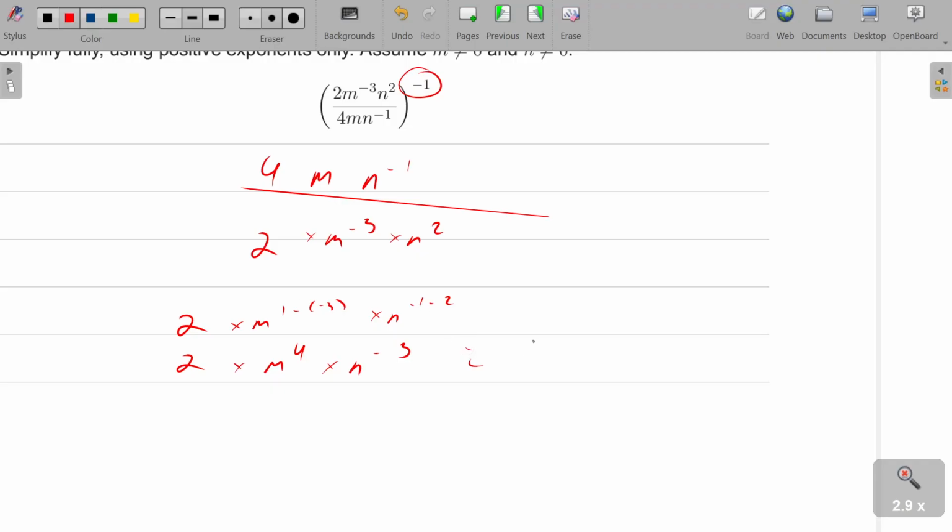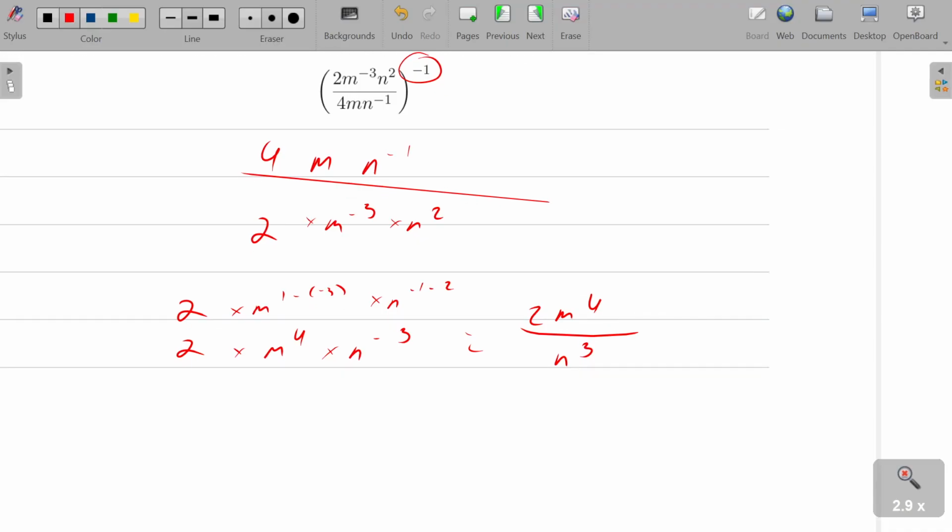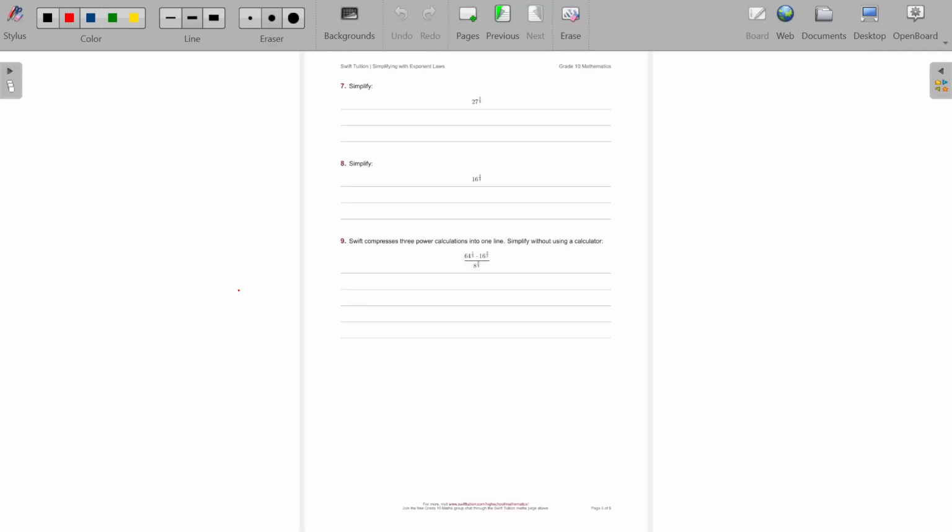So this is going to be 2m to the power of 4. And remember, we need to bring this guy to the bottom because it's a negative. So it'll be n to the power of 3, which is the same answer we got previously when we started on the inside and then applied the negative afterwards. So whichever one you find more intuitive, honestly, just do that. But it shouldn't really matter at the end of the day. Cool. And then moving on to our final 3 problems for this video.